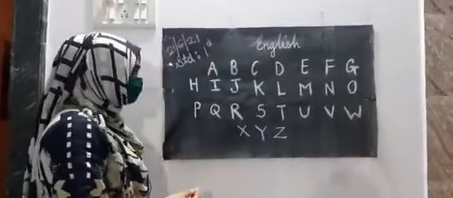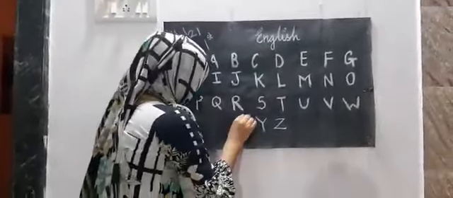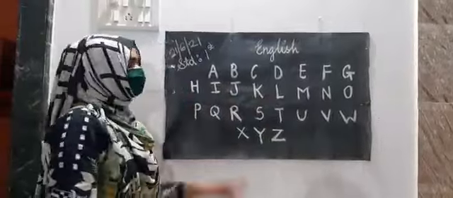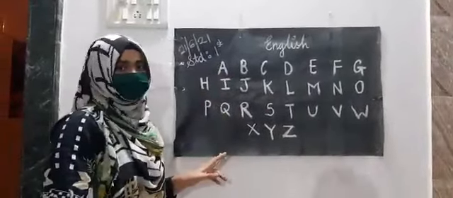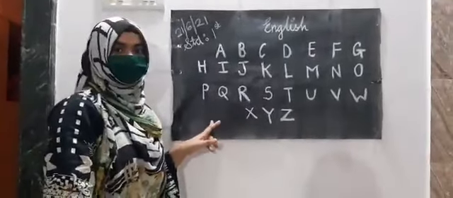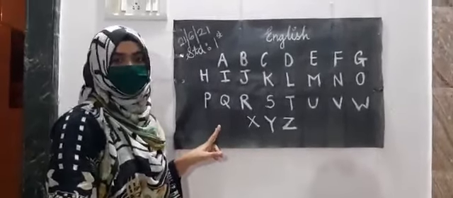W for watch. Next alphabet is capital X. X for X-ray. Next alphabet is capital Y. Y for yak. Next alphabet is capital Z. Z for zebra. So you know all this alphabet? Yes or no? Yes. You know this capital alphabets? Yes. So you write this in your notebook.